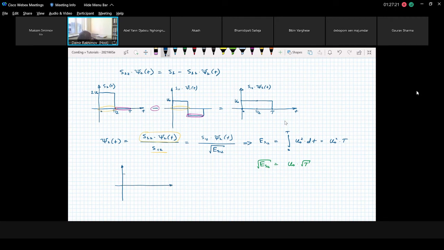So our second basis function will be a rectangular pulse that goes from 0 to capital T, centered at T over 2, which has amplitude 1 over square root of T. This is our second basis function. Okay, great.